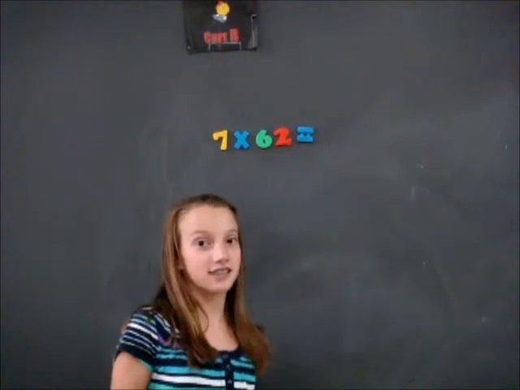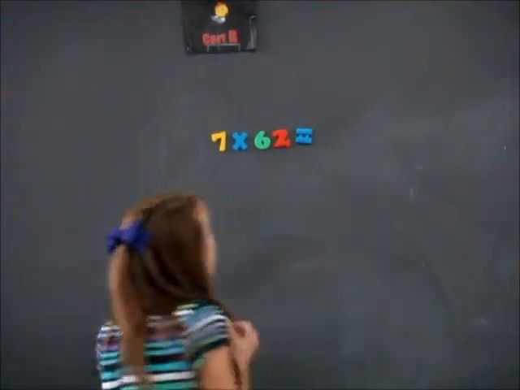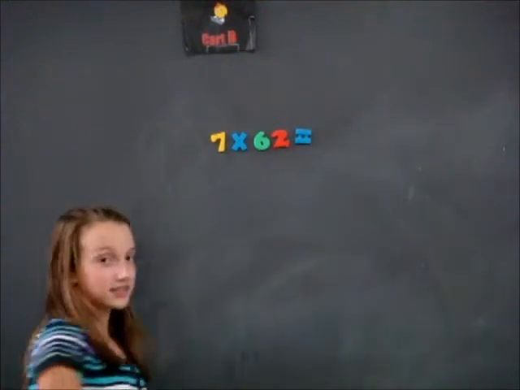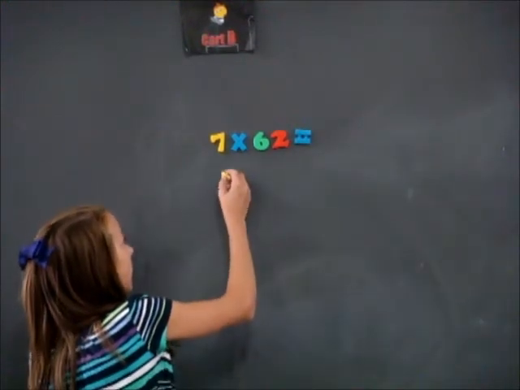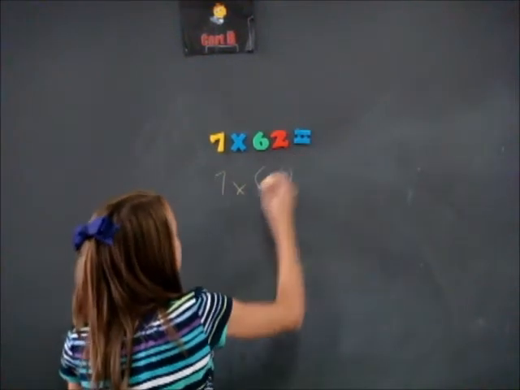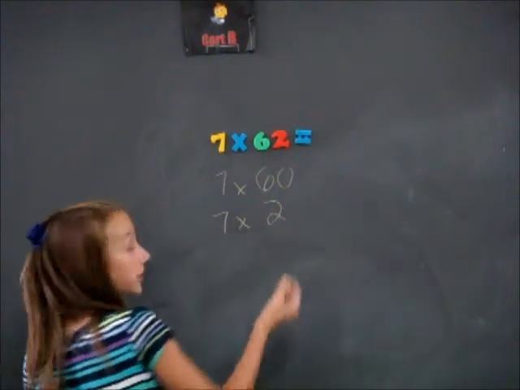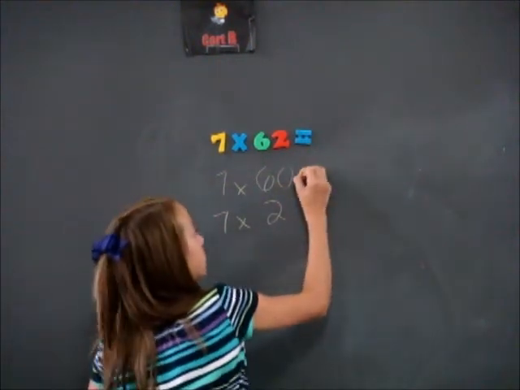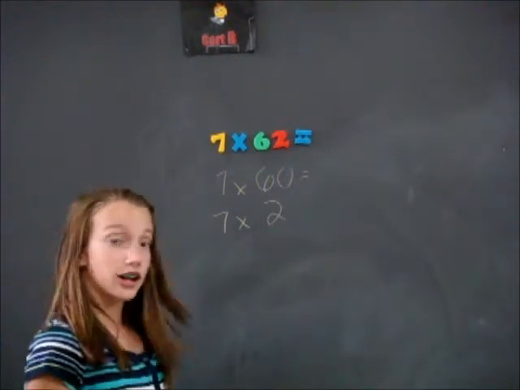Well, Penelope, that was awesome. Now it's time for our next cluster problem, which is 7 times 62. So let's get started. First, as Penelope said, we're going to break up 62 into 7 times 60 and 7 times 2. And then we're going to add them together.